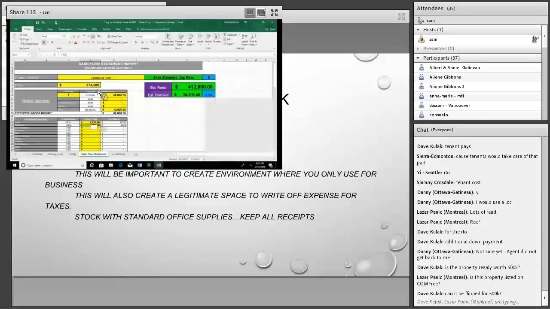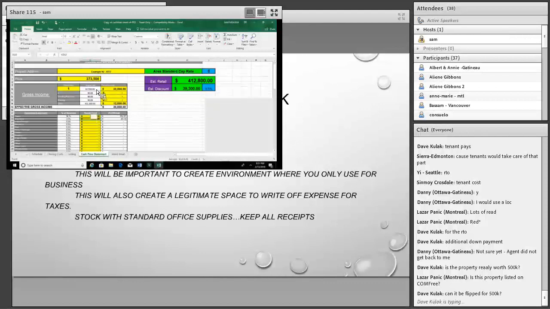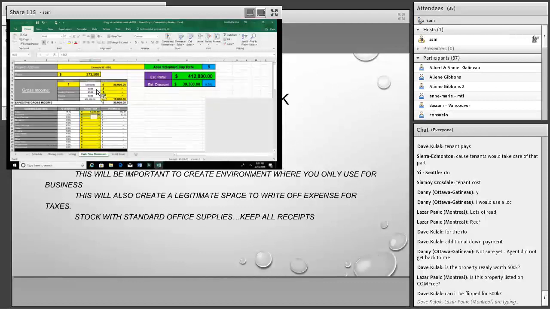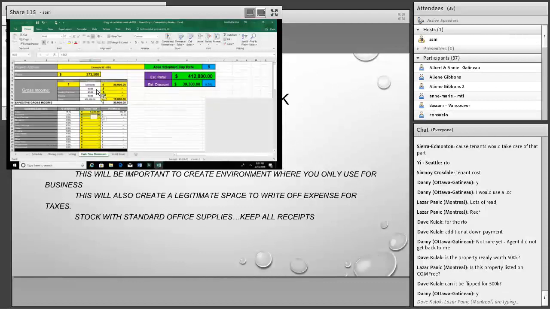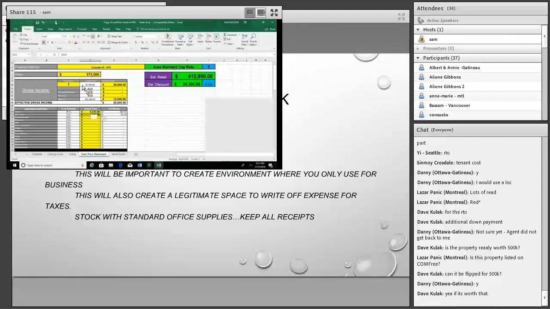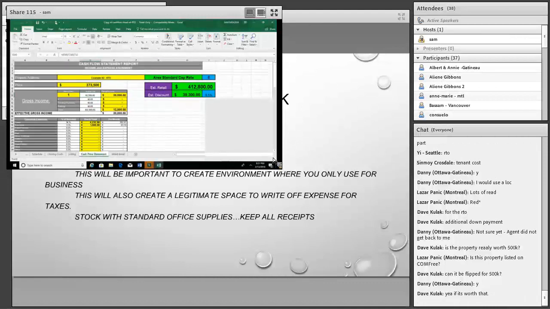Yeah, you could flip the property for sure, if you knew that the value was up there, but we'd have to verify that with the realtor. And this is a realtor listed property, right, Danny? Okay, so it's probably close to retail, right? But you can ask them; they can tell you.